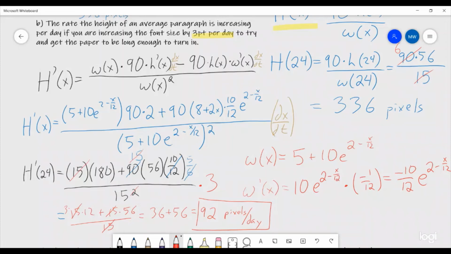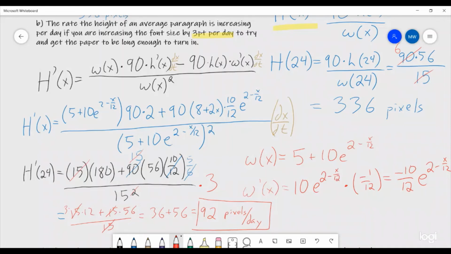Now this makes sense, because if we increase the font size by 3 points per day, that means that our height per line is increasing by 6, and then the number of lines, well, we found that at 24, there were going to be 90 divided by 15, so about 6 lines, and all of this is making sense. This is about the number that we would expect.